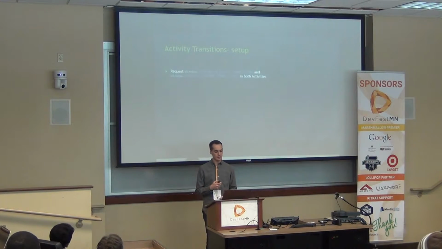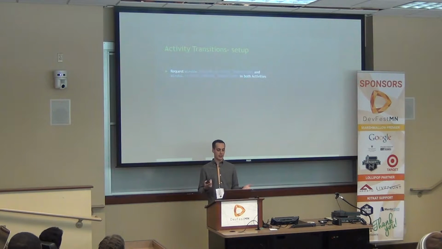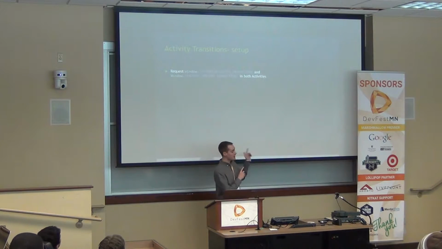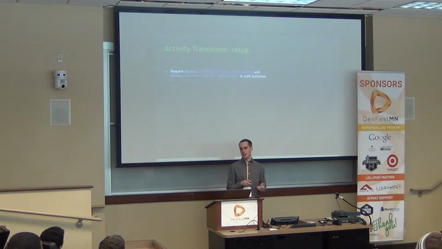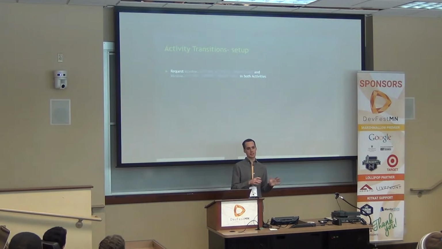So how do we set this up? The first thing you have to do is you have to tell the window manager, or your activity rather, that you want the activity transitions feature and the content transitions feature. Now the cool thing about this is you actually only need the content transitions flag if you aren't using AppCompat or the material theme. So the material theme by default will ask for the activity transitions, you don't have to worry about that.